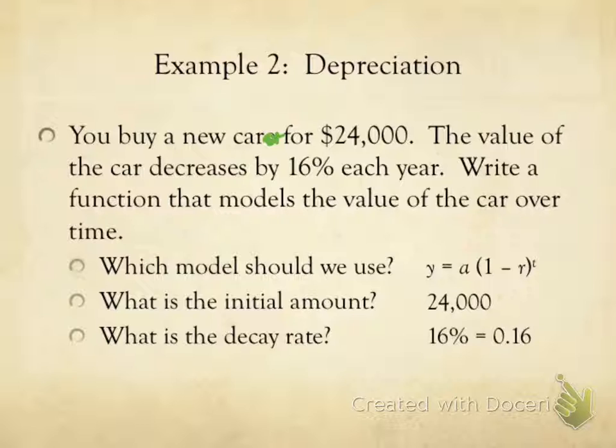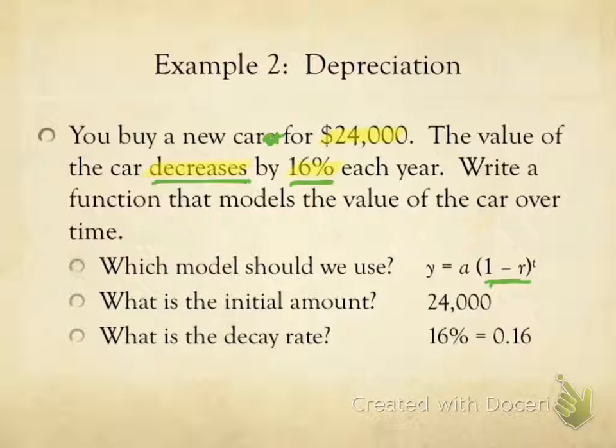Okay, so again, we want to look at our information here. We've got $24,000 when we buy the car. We've got the fact that it's decreasing at 16% a year. And so when we're asking ourselves which model we should use, we're now going to use the model where we take 1 minus r, because we are decreasing in our value, so that tells us we have decay, and we're being told at what rate in a percent. So y equals a times 1 minus r to the t power is the model we use in this case.